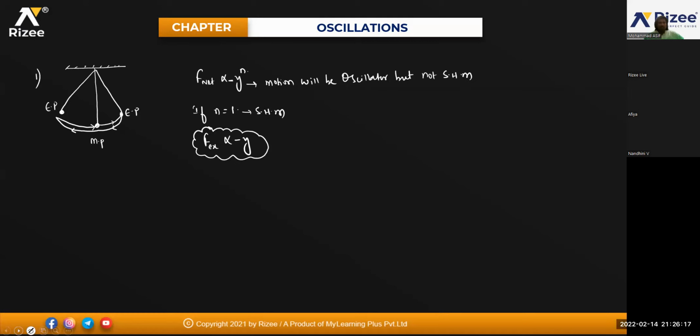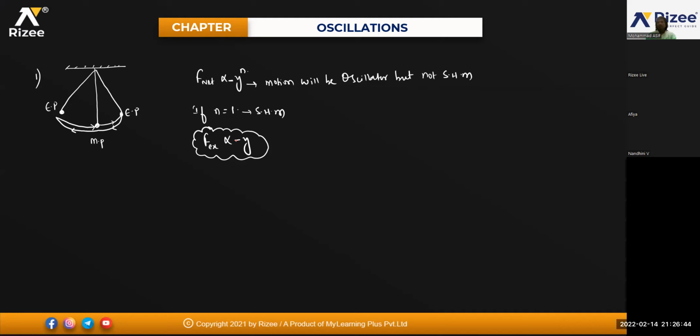In this one, we are talking about simple harmonic oscillatory motion, that is SHM, where generally the net force acting is directly proportional to the displacement in the opposite direction. The minus sign indicates the force is in the opposite direction to the displacement, raised to the power of n. Here the motion will be oscillatory but not simple harmonic motion. If n is equal to 1, it will be an SHM, so F net will be directly proportional to the displacement, that is minus y. Is it clear, beta?